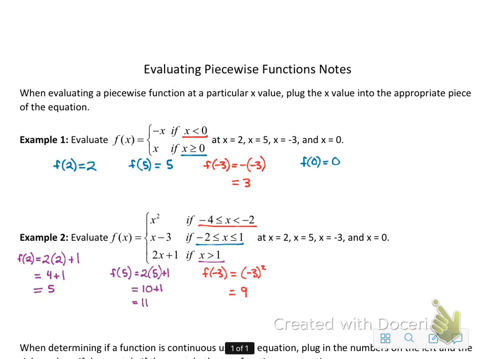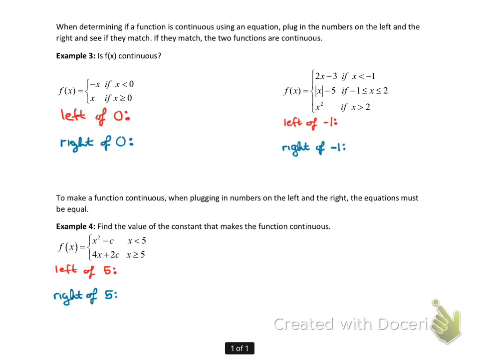And then 0. Well, 0 is between -2 and 1, so we're going to use the blue portion of the equation. So f of 0 is going to be x minus 3, so 0 minus 3, which is just -3. And it really is pretty much that simple when you're actually evaluating. Now another thing we'll want to determine is whether a function is continuous or not. Now, as long as the equation is continuous in general, the only part we have to worry about is where it switches from one equation to another.